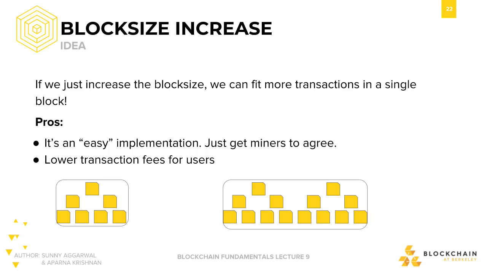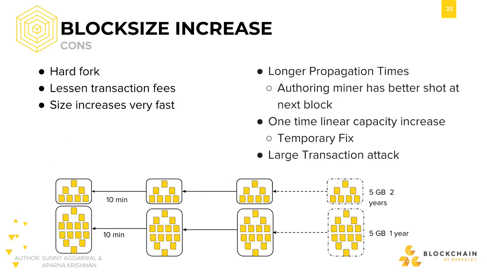Okay, solid. So larger blocks, the problem with larger blocks though, is that they take longer to propagate and even longer to validate. So other miners can only start working on a non-empty succeeding block once they've validated their current block. So having larger blocks leads to a greater advantage for the authoring miner at finding the next block.